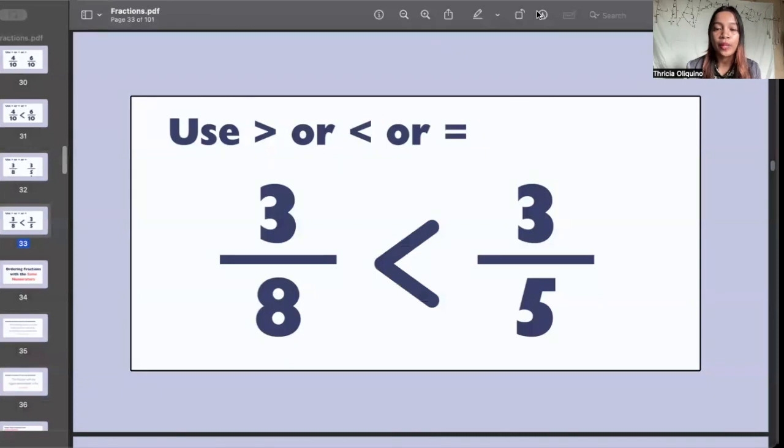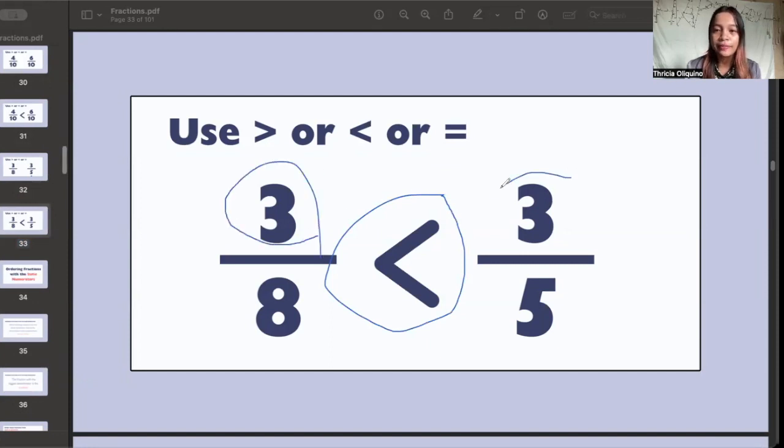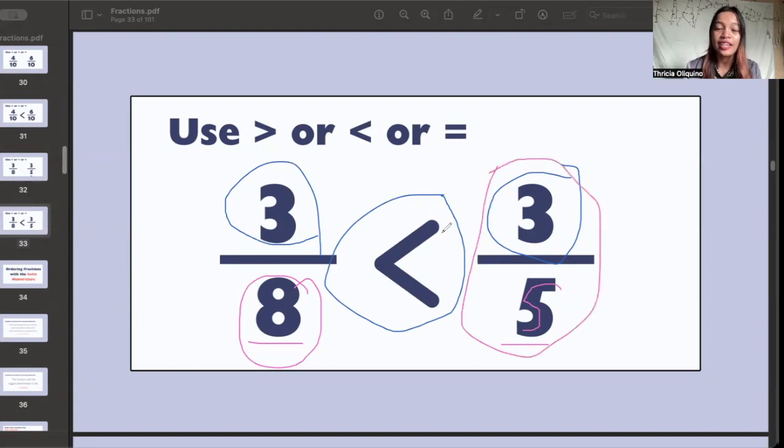So I'm going to explain why the answer is less than. Again, we have the same numerator of 3 here. And when we have the same numerator, we just have to look at the denominator, which is 8 and 5. The larger denominator there is 8. But when we have the same numerator, the larger the denominator, the smaller the fraction. That is why the fraction 3/5 is the larger. So 3/8 is less than 3/5.